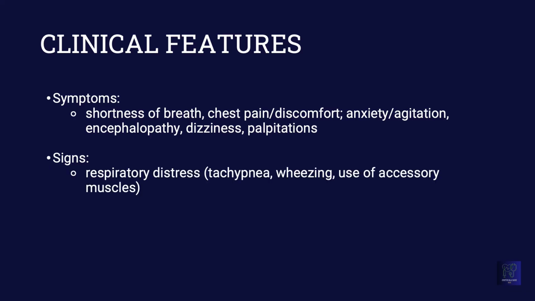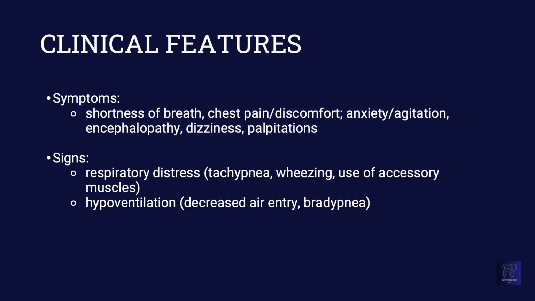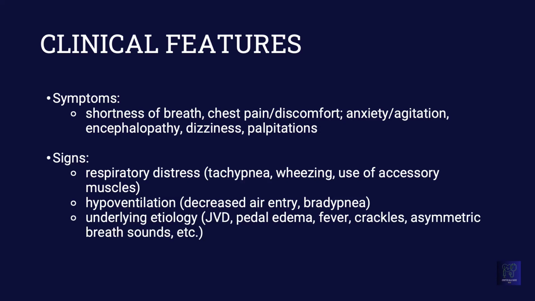Signs can be related to the respiratory distress. So when oxygen levels are low, patients are breathing fast, they're using accessory muscles of respiration. Or sometimes if hypoventilation is the cause of hypoxemia, like let's say in a patient with opioid overdose, you will see signs related to that. And finally, there can be signs related to underlying etiology. Like if the cause of hypoxemia is congestive heart failure, you will see JVD, pedal edema. If it's pneumonia, you may notice fever and crackles on exam.